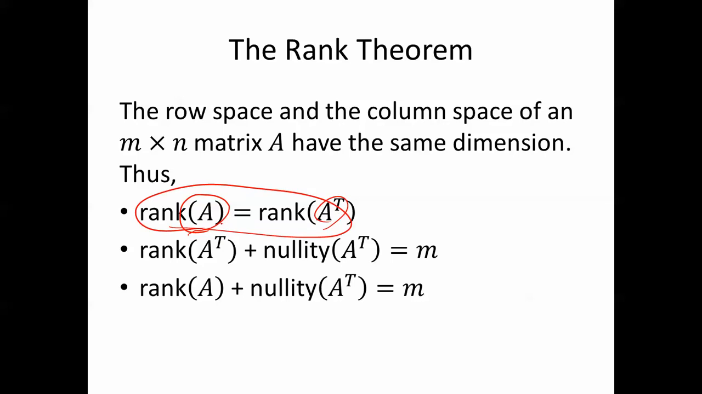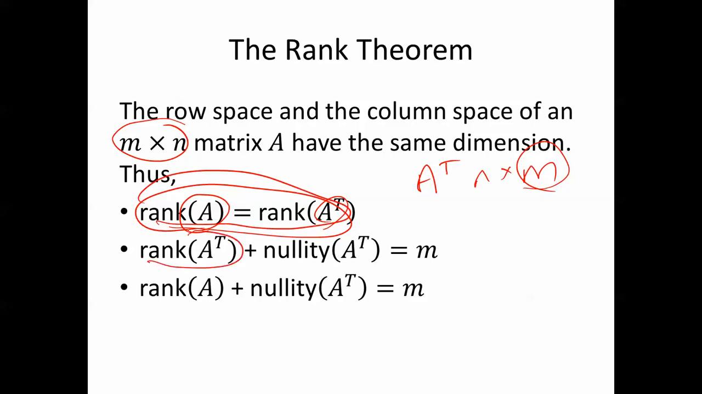Okay, we know that the rank of A plus the nullity of A is going to be the number of columns. So the rank of A transpose plus the nullity of A transpose is going to be m, because if A is an m by n matrix, then A transpose is going to be an n by m matrix. And therefore, the rank plus the nullity is the number of columns, which in this case is m. A transpose has m columns. Okay, and because rank of A is the same as rank of A transpose, we can replace rank of A transpose in that equation. And we just get rank of A plus nullity of A transpose equals m.